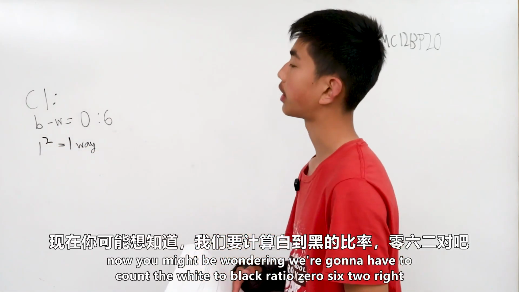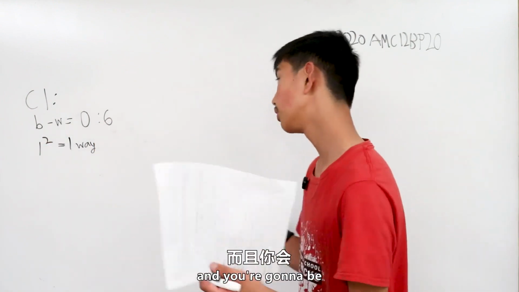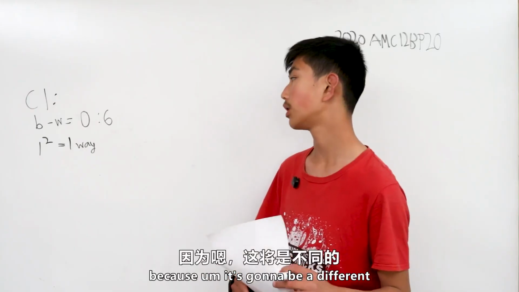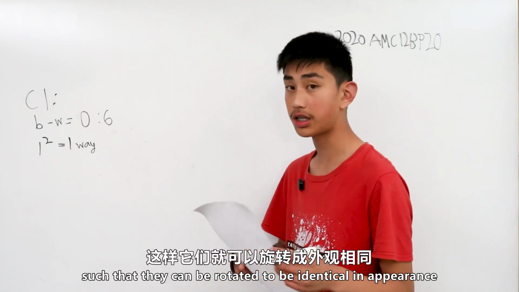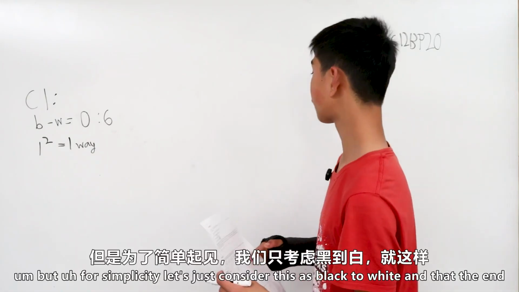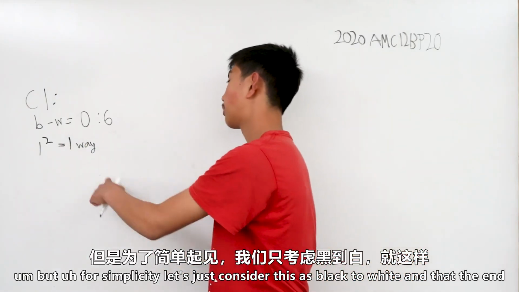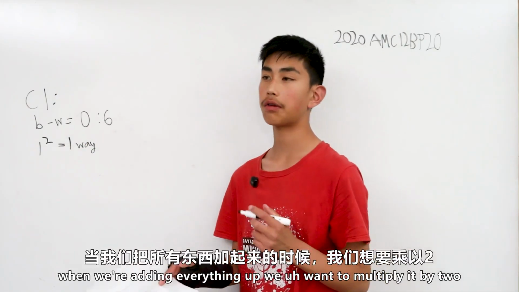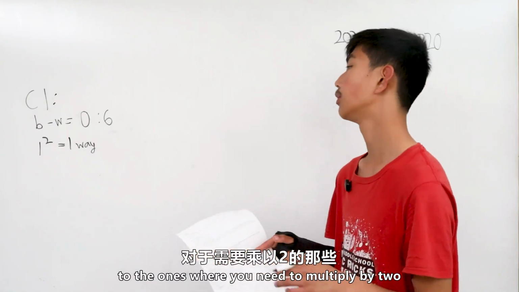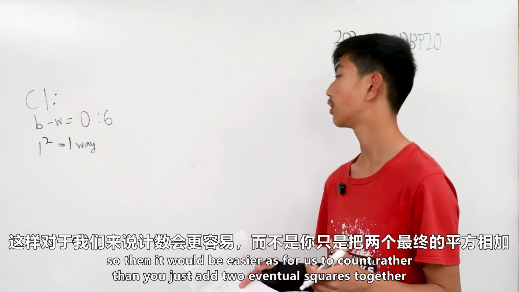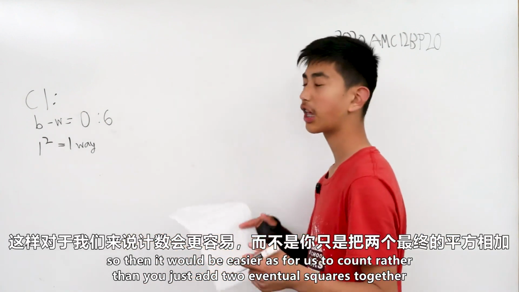Now, you might be wondering, we're going to have to count the white to black ratio 0 to 6 too, right? And you're going to be correct, because it's going to be a different configuration such that they can be rotated to be identical in appearance. But for simplicity, let's just consider this as black to white ratio. Then in the end, when we're adding everything up, we want to multiply by 2 the ones where you need to multiply by 2. It's easier for us to count this way, rather than to just add two eventual squares together.